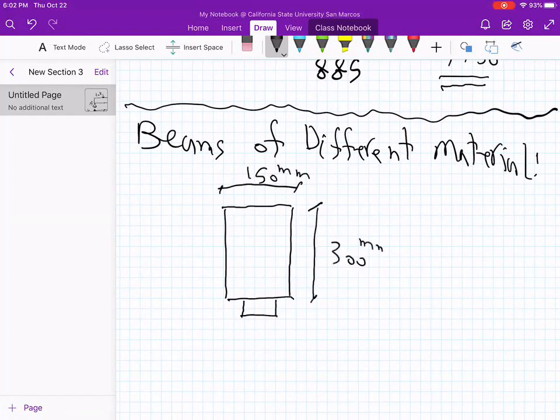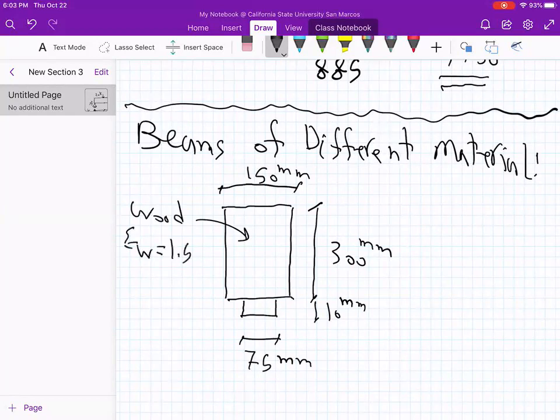Just assume we have this one, and this is also 10 millimeter, and this is 75 millimeter. This one, for example, is wood, with a modulus of elasticity of 1.5 times 10 to the 6 psi. And let's assume this one is, for example, steel. The modulus of elasticity of steel is still very strong, right?